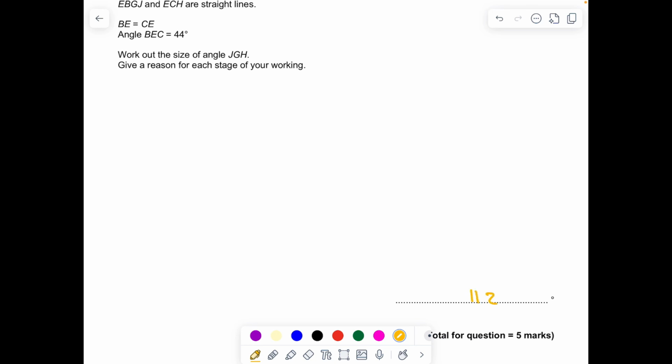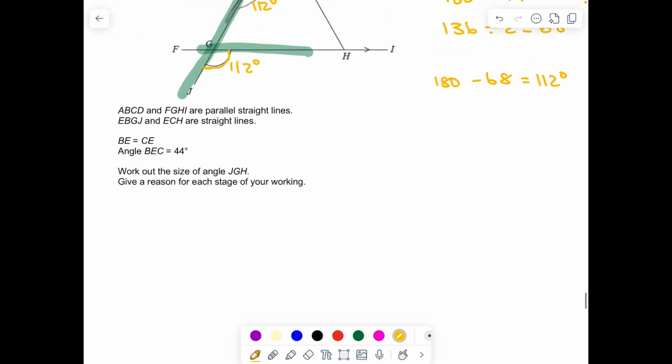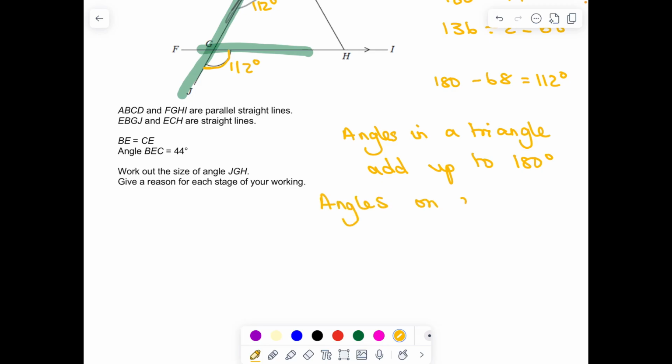I've pretty much got 3 marks there. The other 2 marks is for putting in your reasons. So I need to put some reasons here. One of them is that the angles in a triangle add up to 180 degrees. And then I used angles on a straight line add up to 180 degrees.